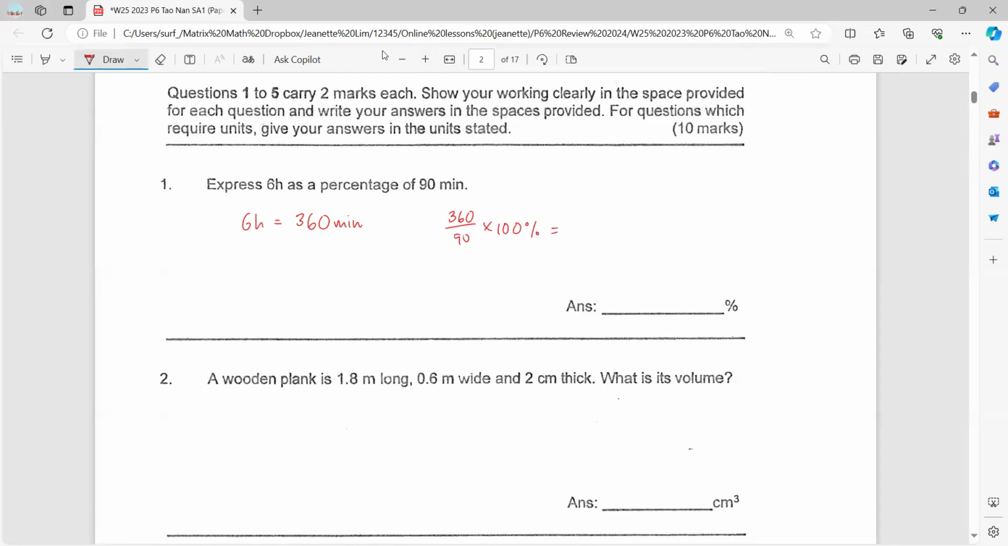Okay, so 360 and 90 can be simplified. Both divide by 90. You get 4 over 1. Now 4 over 1 times 100%. This will give us 400%.